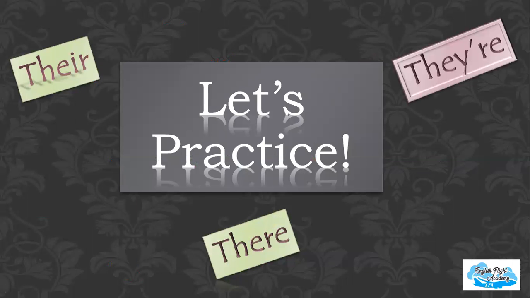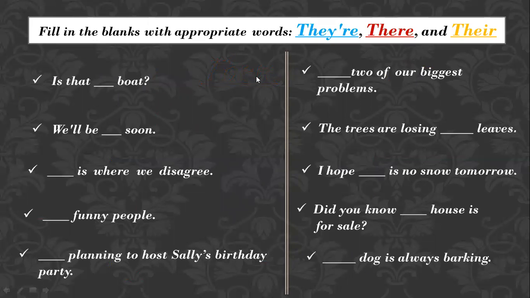So let's practice it more through an exercise. Fill in the blanks with appropriate words: they're, there, their. So we are going to just use this. I'll write it so that you understand better. Is that their boat, right? Is that their boat? So over here, their is a possessive adjective.